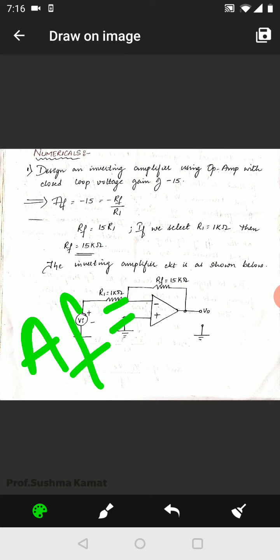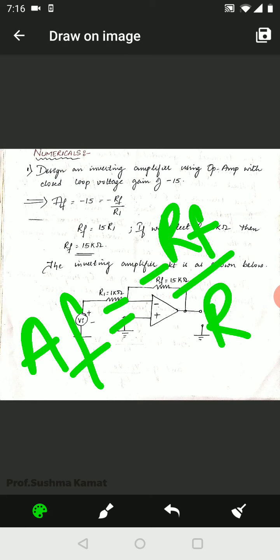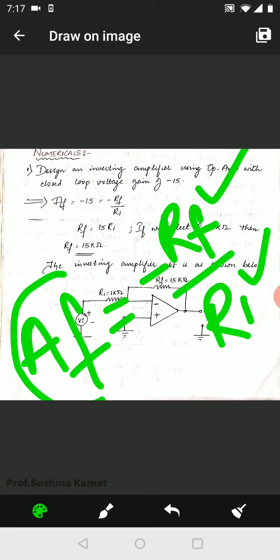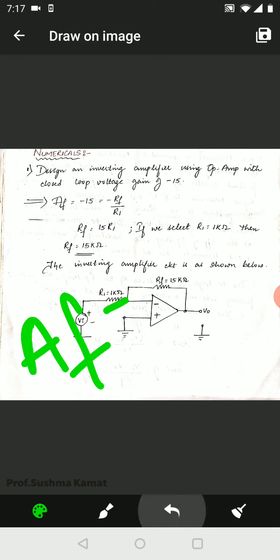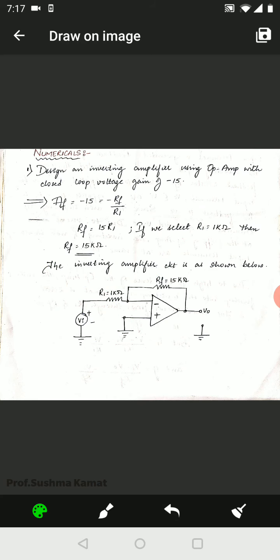AF is equal to minus RF upon R1, in which RF happened to be the feedback resistance, R1 happened to be the input resistance, where AF had to be the closed loop voltage gain of operational amplifier in inverting mode. So here in the numerical itself they have told us that the amplifier that they have considered is the inverting amplifier. That is why the formula will be AF is equal to minus RF upon R1.